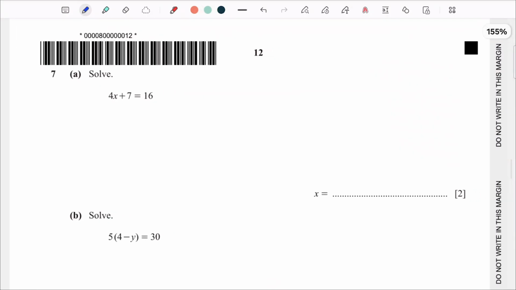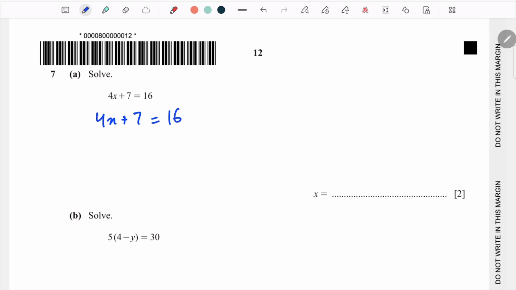Question 7a, solve 4x plus 7 is equal to 16. So 4x plus 7 is equal to 16. This plus 7, when I shift it to the other side, it will become minus 7. So 4x is equal to 16 minus 7. 16 minus 7 is basically 9.